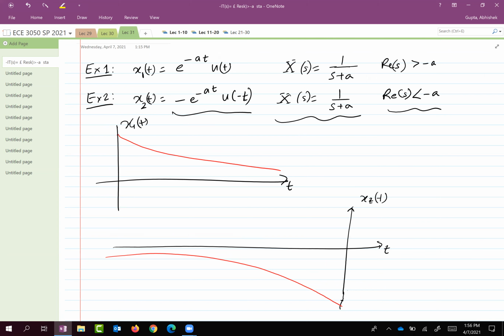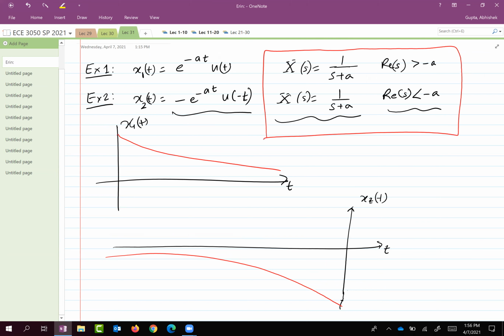Okay, so this is the most important concept that I want you to remember. Two signals can have the same Laplace transform, but how the signal would look depends largely on the region of convergence. And this is an example for that. Okay. Any questions so far?